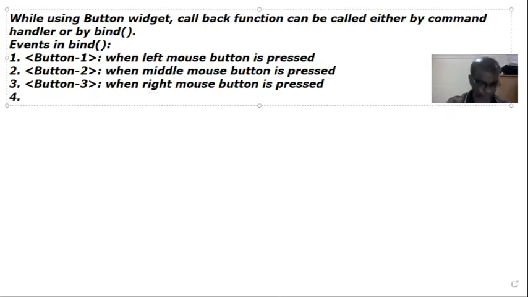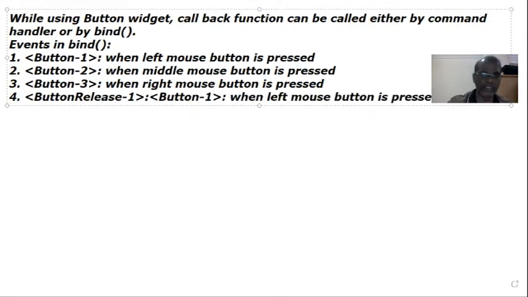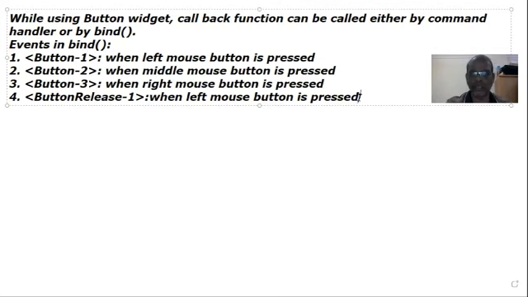Fourth one is ButtonRelease-1. This event will be called when the leftmost button is released. So one mouse click is one press as well as one release.